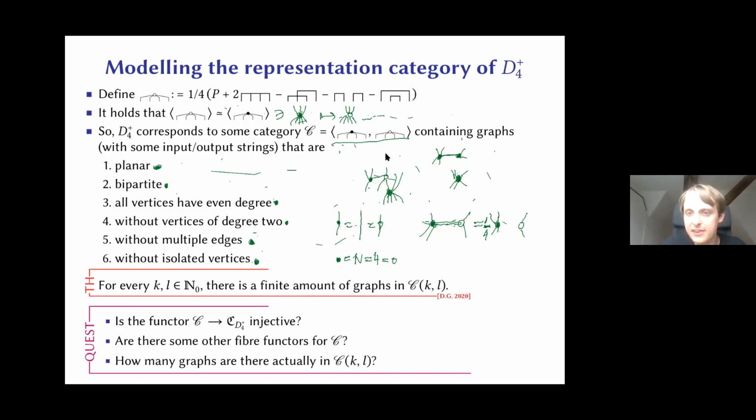Okay, and this is, I think, an interesting category. So you can study just the category and ask some questions, like, is the functor interpreting those graphs injective? So are there some other reduction rules, or is this everything? Also a question: are there some other fiber functors? So is there some other interesting interpretation using some other functor here? How many graphs are there actually? As I said, I know that there's a finite amount, but I actually don't know how many. So this is also an interesting combinatorial question. So those are some open questions again, and that's it for my presentation.